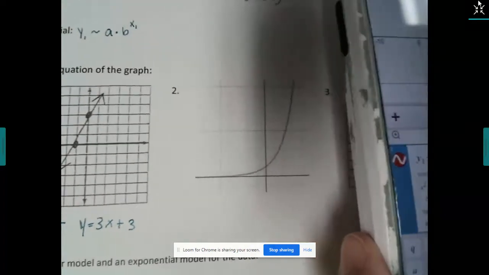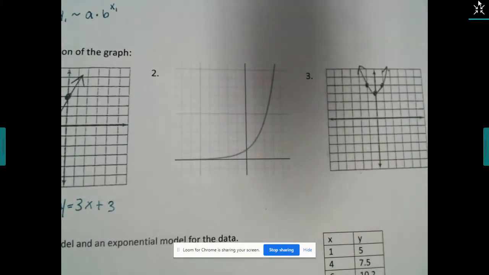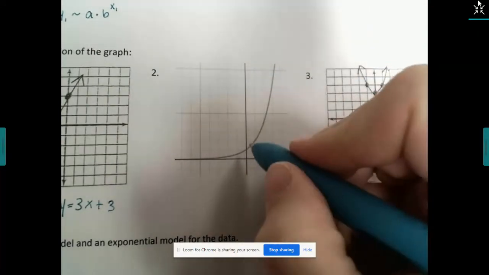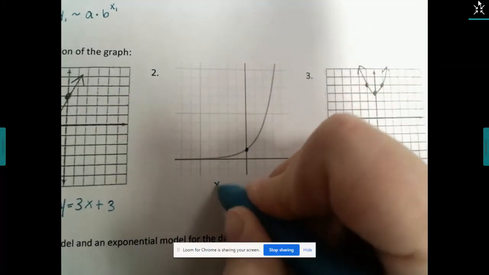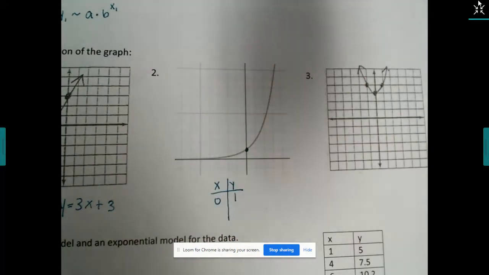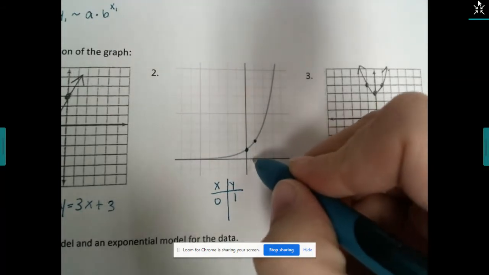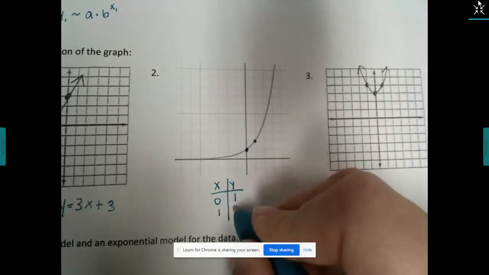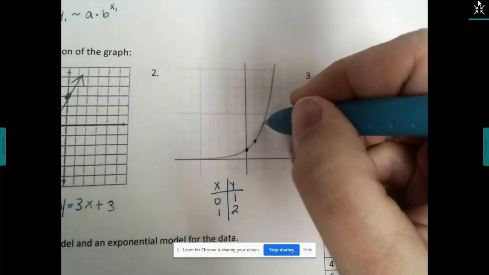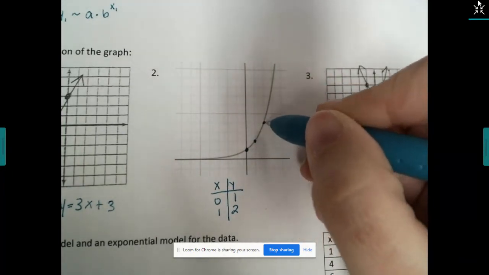Okay, let's look at our next one. So our next one, number 2, this one is an exponential. So again, I'm going to find me some points on here. I have a nice one right here. So that's at 0, 1. I have another one right here, which is at 1, 2. And then we'll do 3 just to do 3. And so we have another one at 3, 1, 2, 3, 4.